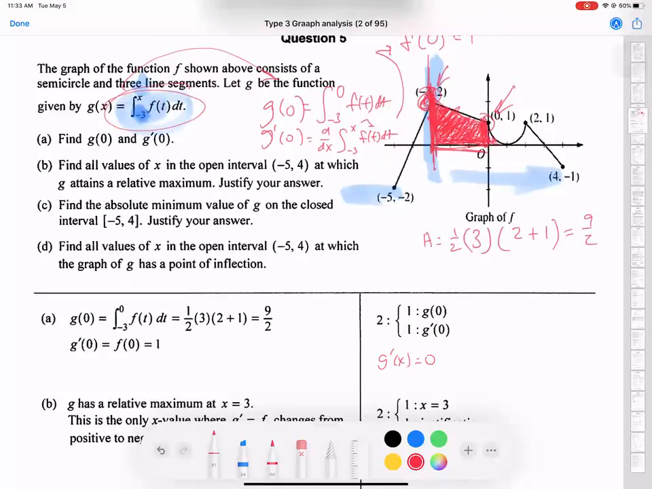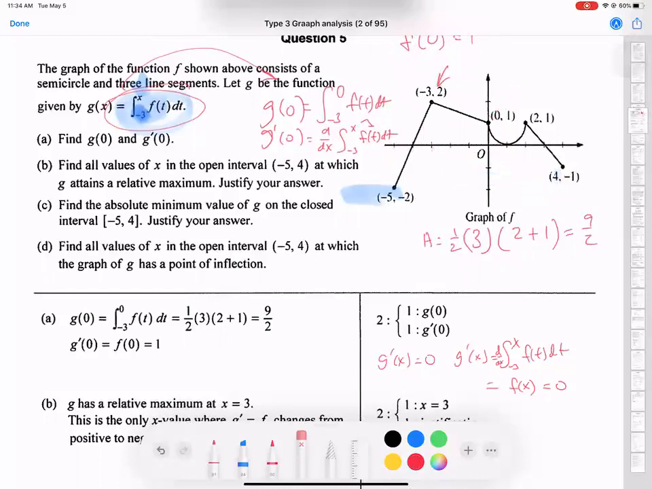And we can do that. We already did that already. So g prime, whoops, sorry, we didn't do that. We said g prime of x equals the derivative of the integral from -3 to x of f of t dt. This would become f of x. Okay, and when does f of x equal 0? Looking at the graph, f of x would be 0 here, here, and here.